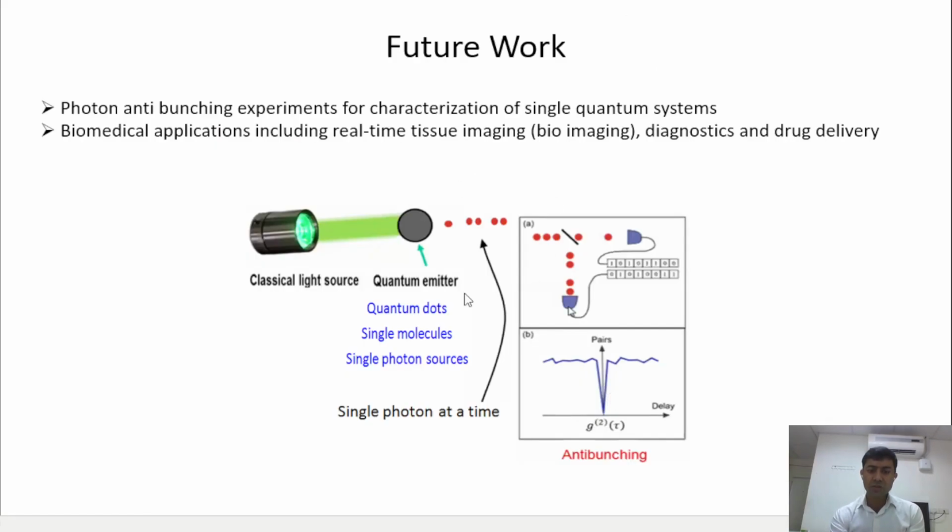Our future work is aimed at realizing quantum enhanced anti-bunching, and hence the expected results could be helpful in biomedical applications, including real-time tissue engineering, diagnostics and drug delivery.